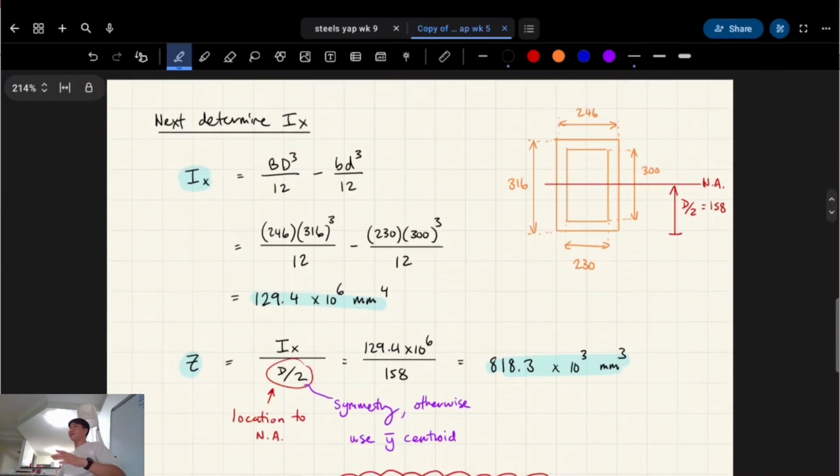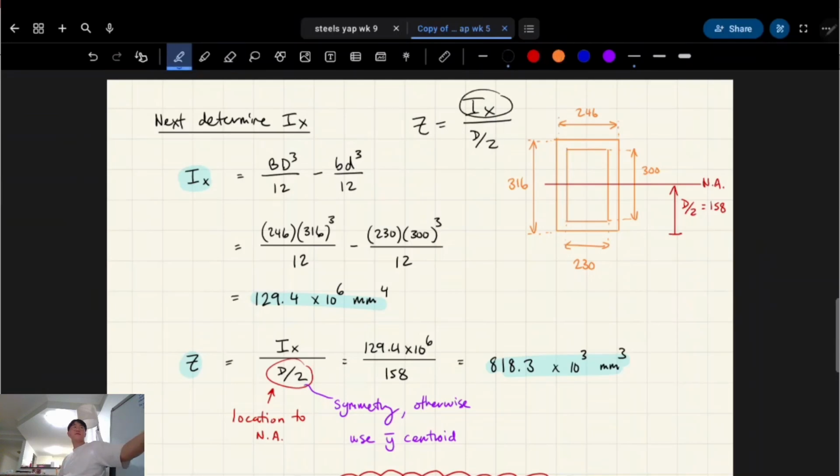That's slenderness ratio done. Next we do moment of inertia. And this is the easiest way to get Z, because there's no parallel axis theory. Z is just this divided by d on 2. So if we just get this.